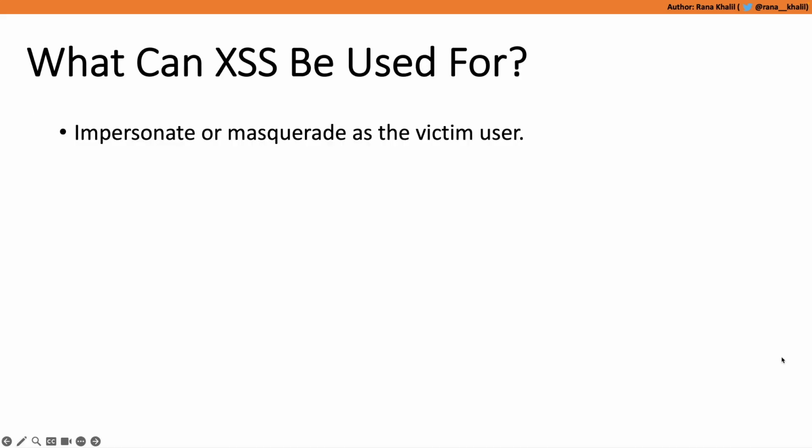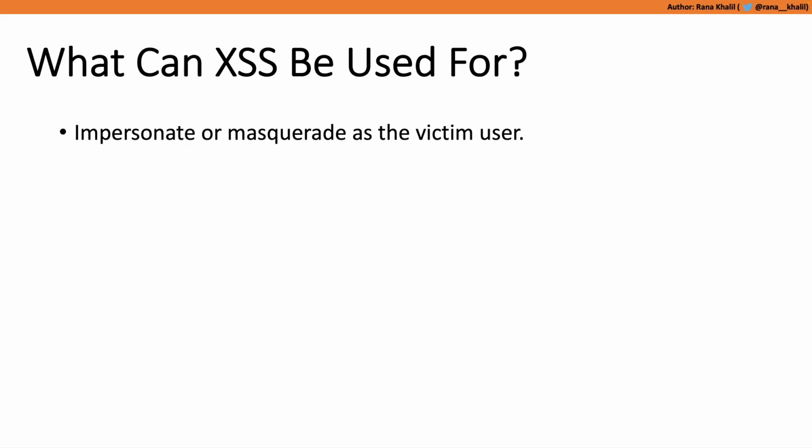All right, now that we have discussed the three different types of XSS vulnerabilities, let's talk about what you as an attacker can do when you identify that the application you're testing contains a cross-site scripting vulnerability. The first thing that you could do, and it's the first thing that most attackers would do, is see if they could impersonate or masquerade as the victim user. This attack vector usually involves stealing the session token of the user.